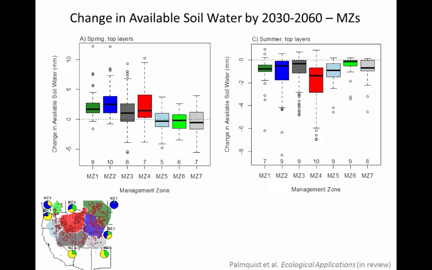What you can see is that spring will actually be quite a bit wetter, especially for management zones 1 through 4, so kind of the north and eastern part of the sagebrush regions. During the summer, soil water is going to decline, and that's consistent across all of the management zones, but especially for management zones 4 and 5, which are in the central and western central portion of the range.